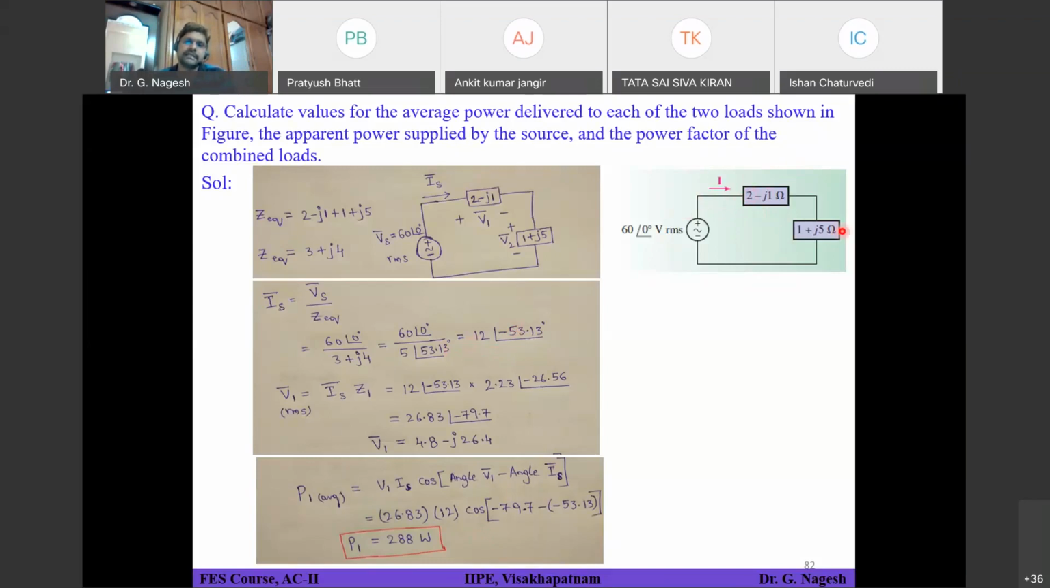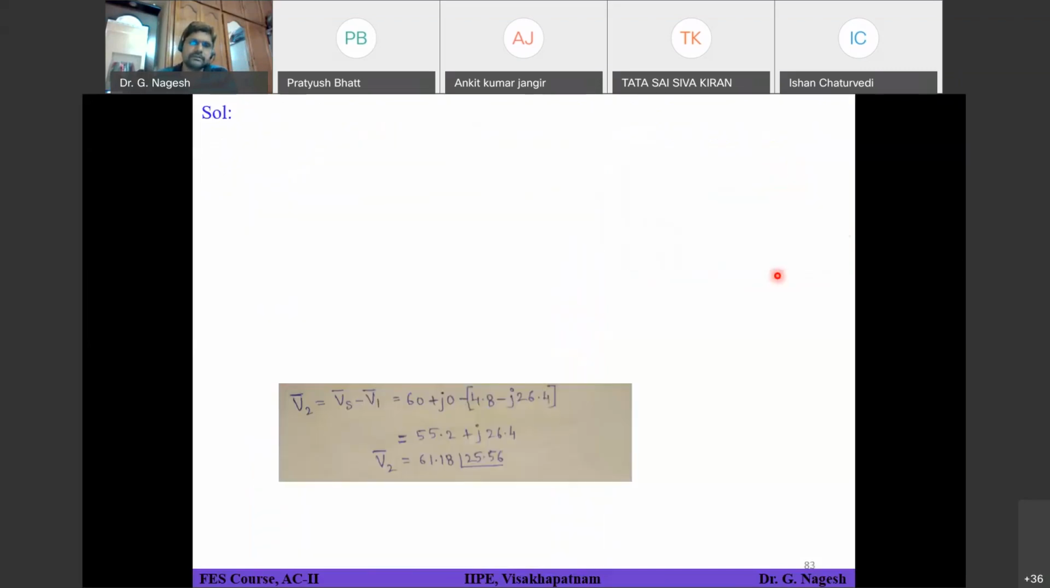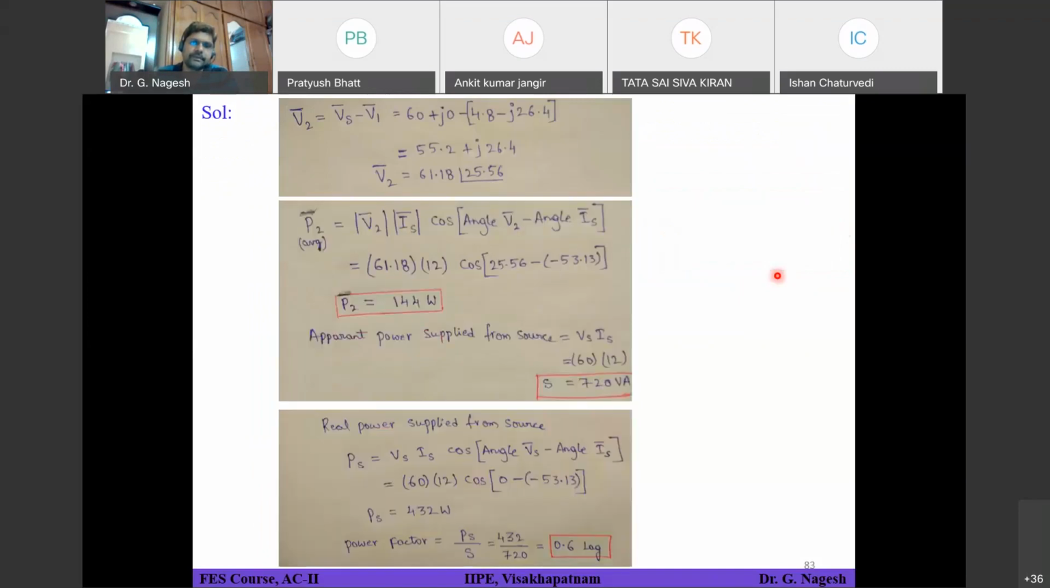Similarly for the second one also, which is 12 square into 1, which is nothing but 144 watts. That's what we have got here. So straight away, after calculating the current, you can calculate the average power. So this is regarding this problem.